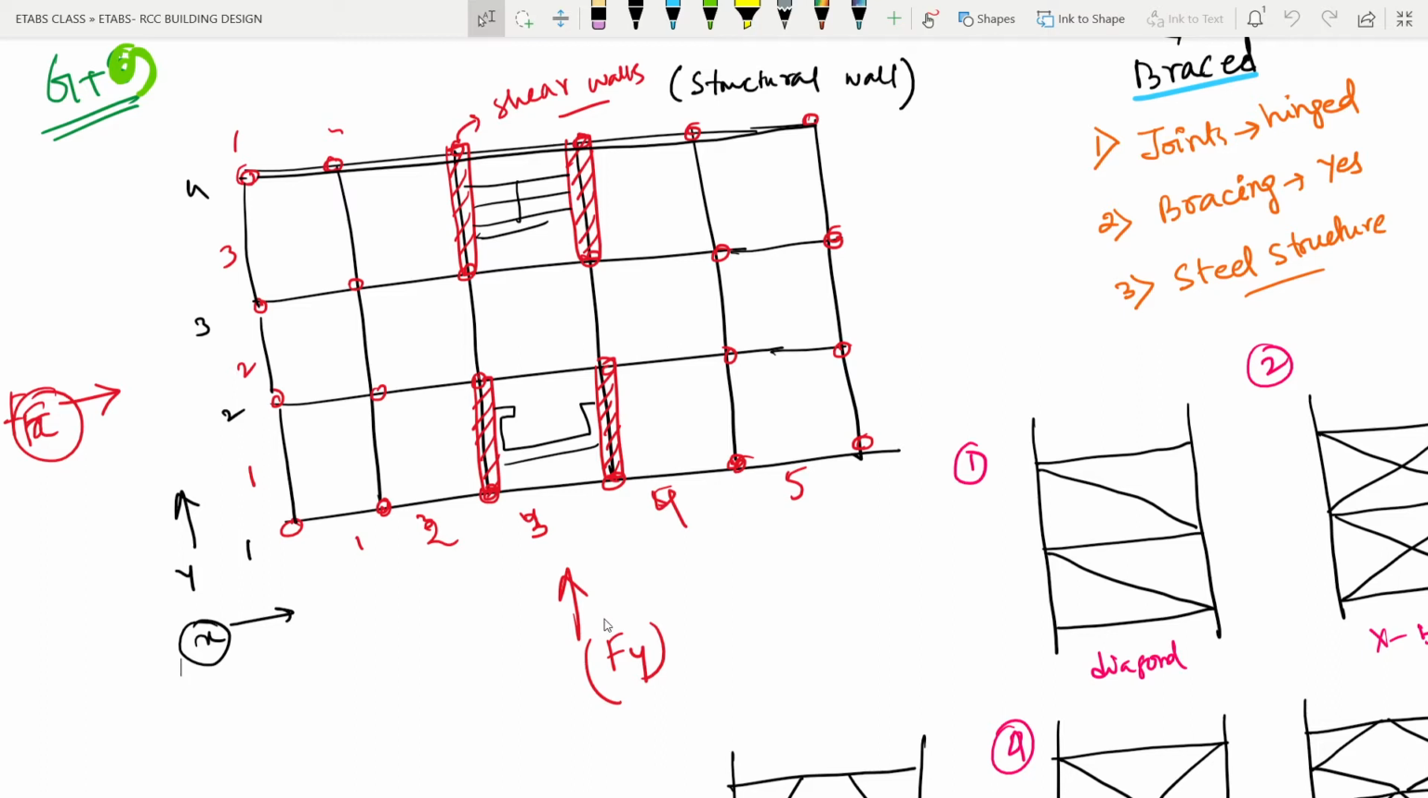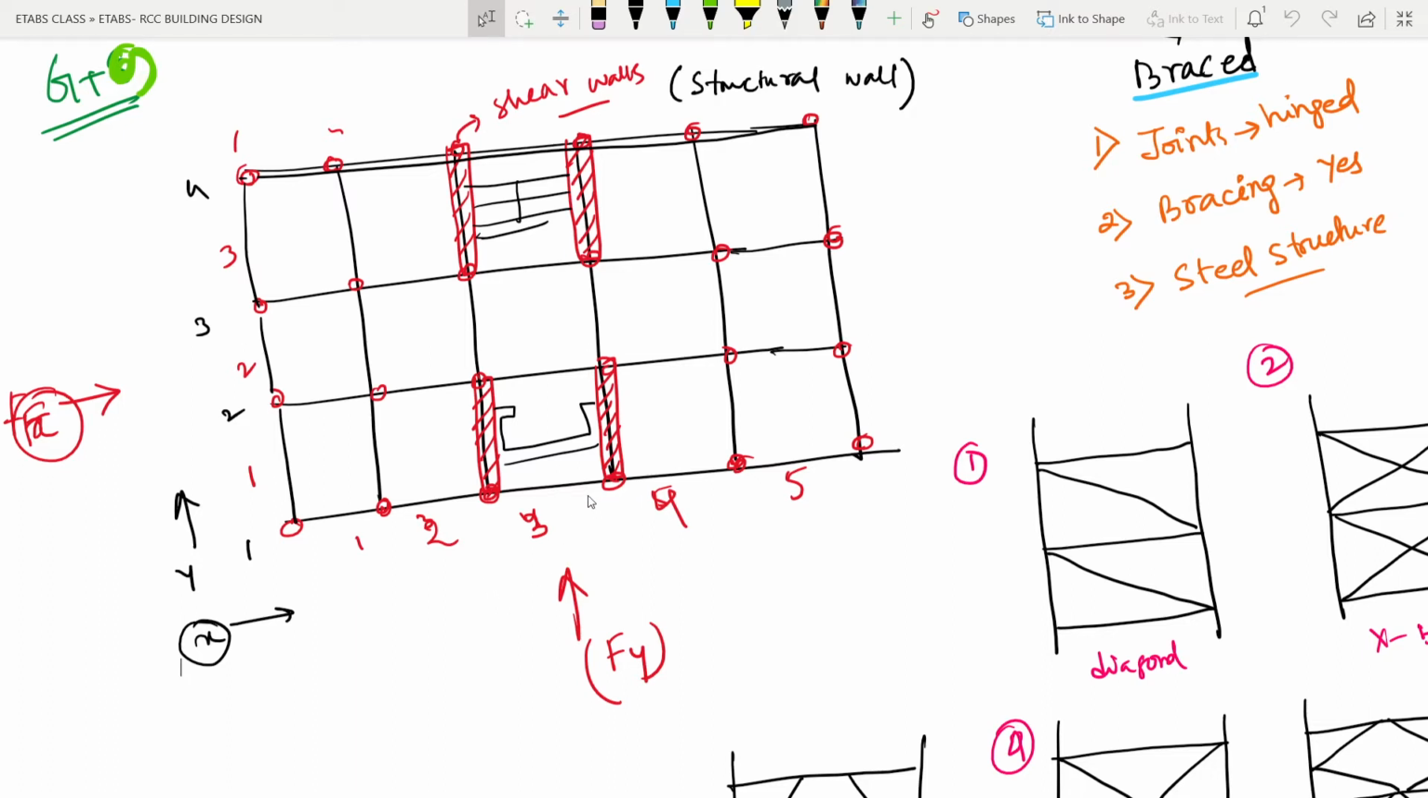Okay, so if the structural wall is provided in a building to resist the lateral force, then those structural walls are called shear walls. Okay, those structural walls are called shear walls.